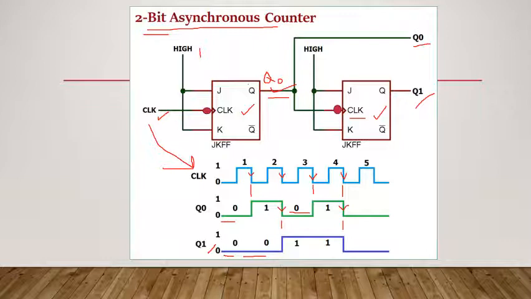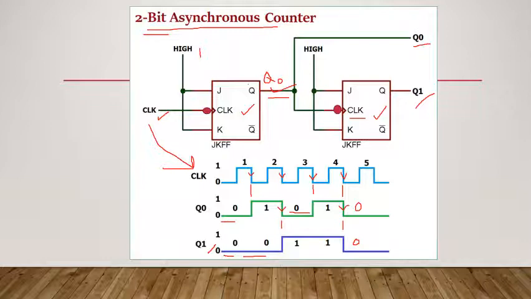Now, if I consider the output Q1 and Q0 as 2 bits, where Q1 is the MSB and Q0 is the LSB, then we can observe the count in the waveform. It is 0 0, 0 1, then 1 0, 1 1. So in binary, it is counting 0, 1, 2, 3 like this. So it is acting as a counter itself. And again, we can see after these 4 states, it is becoming again 0 0.